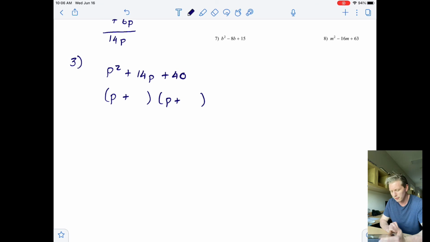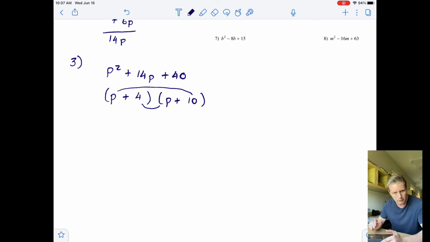Again, I'm looking for factors of 40, which will sum to 14. Well, I think 4 and 10 will work. So let me try 4 and 10. 4 times 10 is 40, or positive 4 times positive 10 is positive 40. And if I go here to here and here to here, I check my O and my I. I see p times 10 is 10p, plus 4 times p is plus 4p, 10 plus 4, that's 14. And so again, I have factored it correctly.